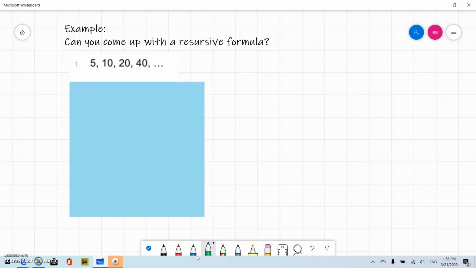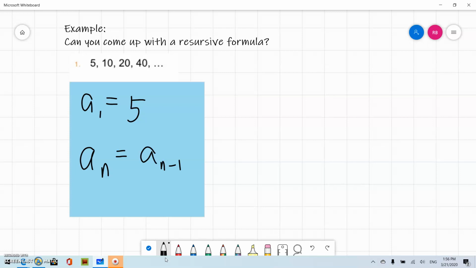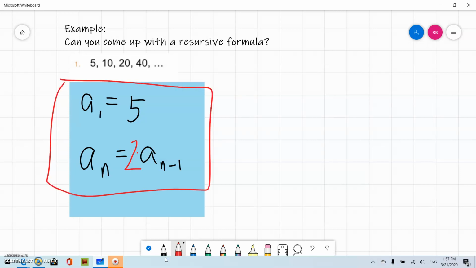Recursive formula, there are 2 elements that you need to have. First, you need to define a1, so 5, that's easy. And then we need to use a n minus 1, because that's the previous term, to describe the next term. And what was the relationship? Well, this one is a little bit easier because it's times 2. Basically, if you multiply 2 to the previous term, you'll get the next term. So all these elements are part of the recursive formula.